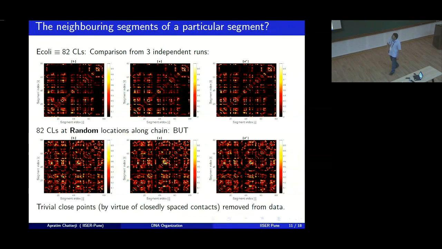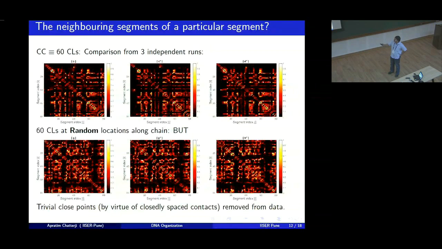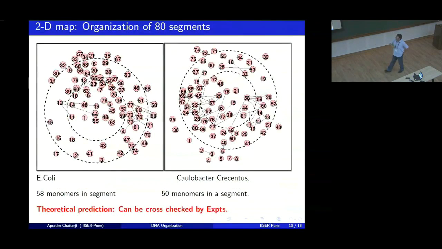This is data from random crosslinks. I have an equal number of crosslinks but randomly chosen. They look similar to each other, but you would see that the pattern of the bright spots is much more diffuse compared to the one with biological crosslinks. This is data for the other CC bacteria, and you can conclude very similar things. This is a comparison of biological data and random data.